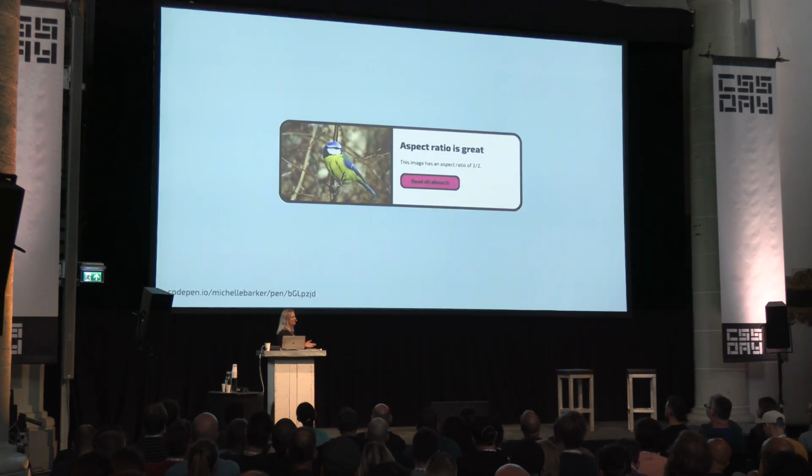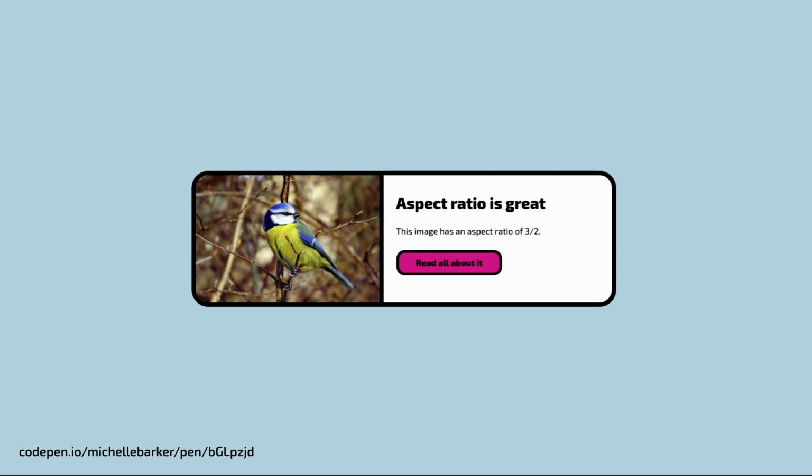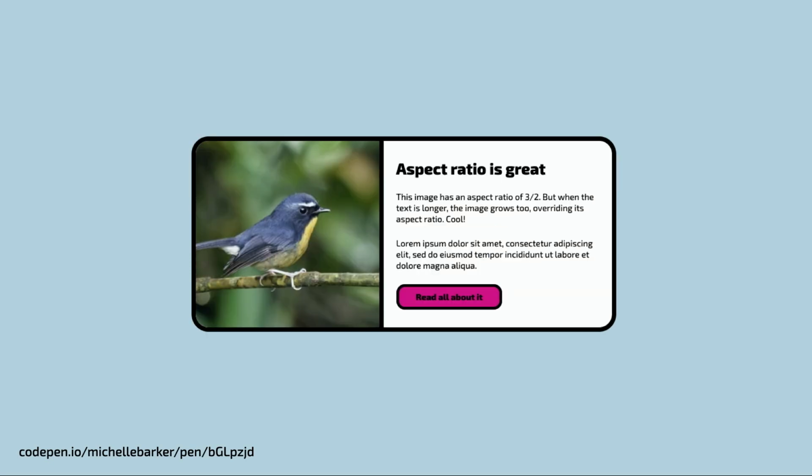Now, the great thing about aspect ratio is it acts like a minimum or suggested aspect ratio. It's not completely fixed. So if we have this card layout, which we could build with flex or grids, it doesn't really matter what we're building it with here, we can set the aspect ratio of the image on the left. So this one is set to 3:2. So it will always be at least that height relative to its width. But if the text content on the right is longer, then that image is just going to grow too.